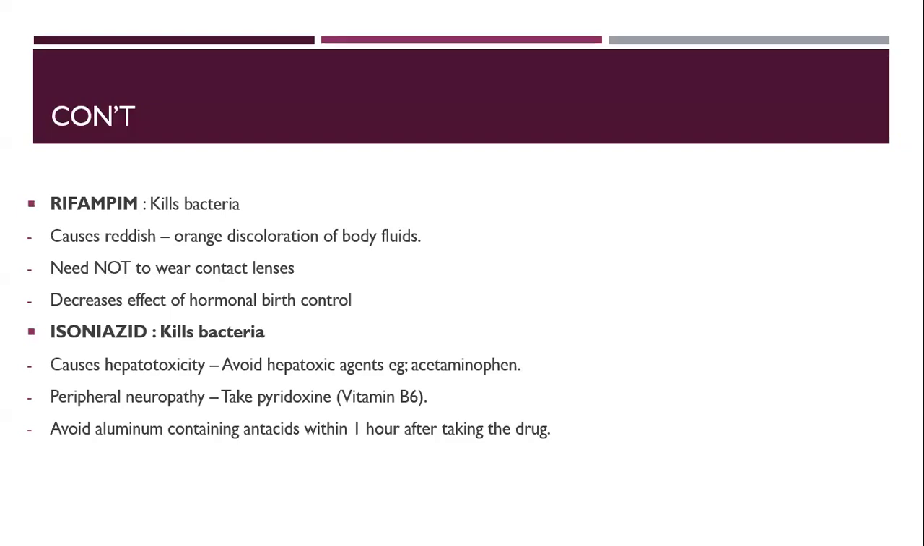Rifampin. What does it do? It kills the bacteria. So what should you know for rifampin? One, it causes reddish orange discoloration of body fluid. So your sweat, your urine, your saliva begin to turn reddish orange when you take this rifampin.